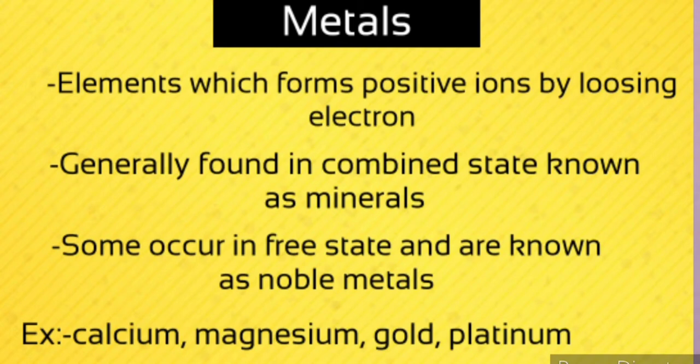First of all, when we come to the metals and non-metals, we should know what the definitions of metals and non-metals are. Now metals are what? The elements which form the positive ions by losing the electrons. That means the metals are those elements which are losing the electrons. That means they'll get a positive charge.